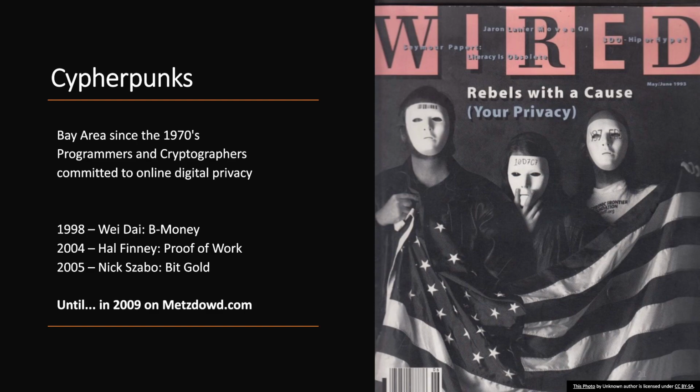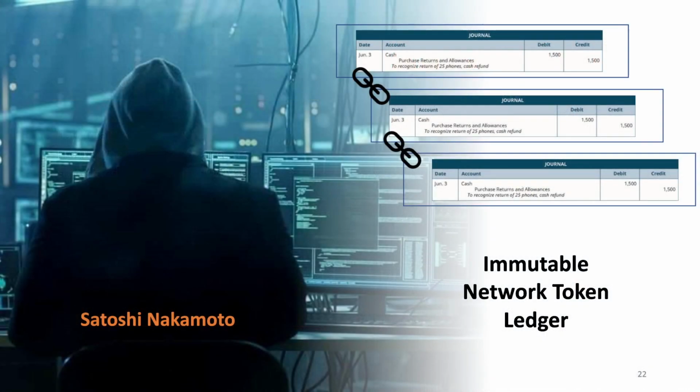And in 2009 on the metzdowd.com forum, a shadowy figure came about, Satoshi Nakamoto, and he put a paper up for the Bitcoin network. Now, a lot of people think that it was a collection or maybe some of these cypherpunks, but it's too uncanny that they were already talking about a lot of these ideas and they were crystallized together into this one kind of anonymous figure.